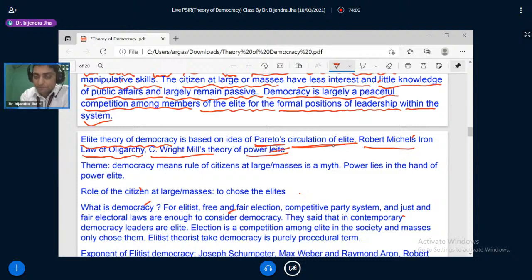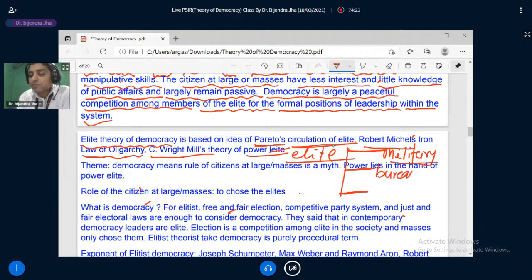यहाँ पे एलीट का, right? So that is a typing error. So C. Wright Mills' theory of power elite. What does it mean? C. Wright Mills says, three communities hold power. वो तीन कम्युनिटी कौन है? एक तो उन्होंने बोला है मिलिट्री, दूसरा है ब्यूरोक्रेसी एंड तीसरा है पॉलिटिकल लीडर.